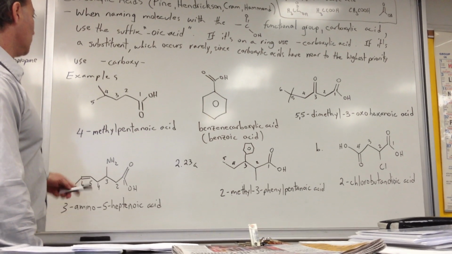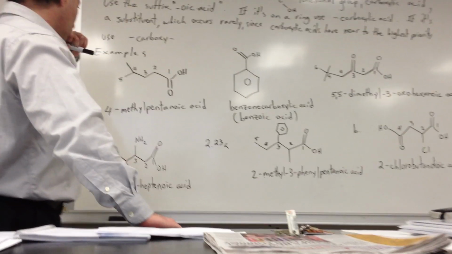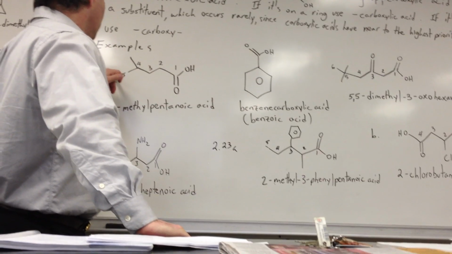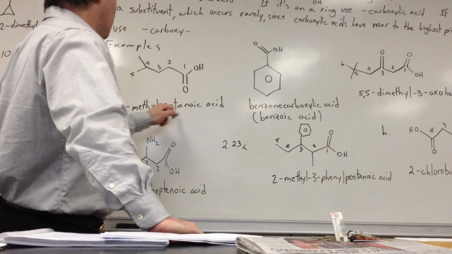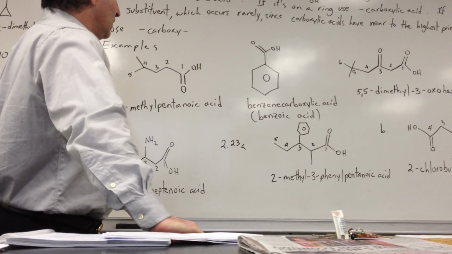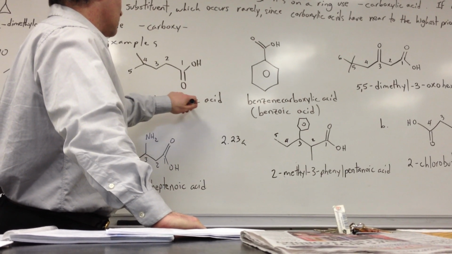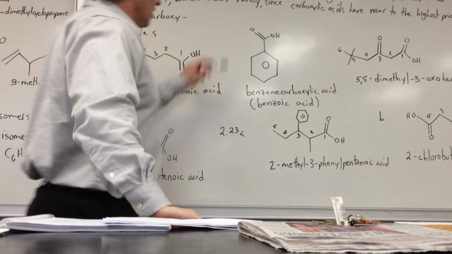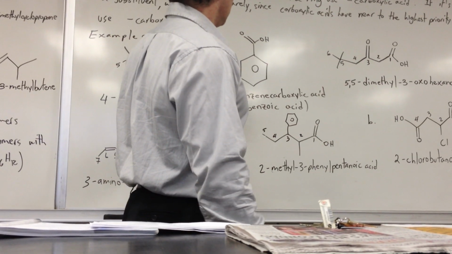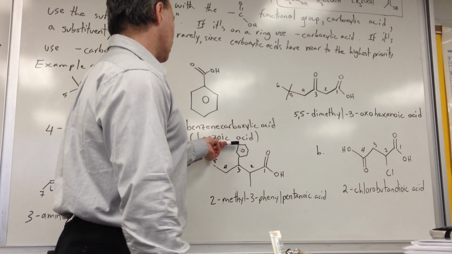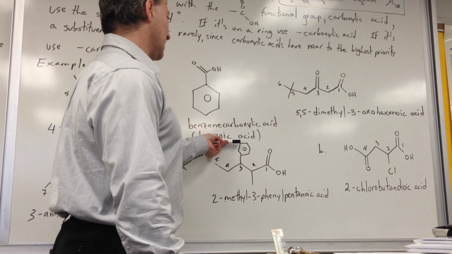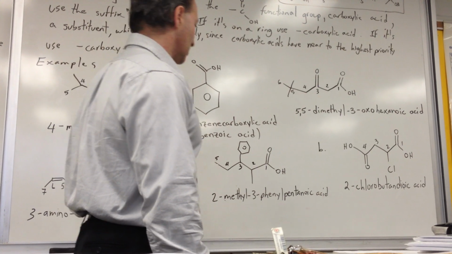So here are a few examples. We have this molecule drawn in bond line notation. It's 5-carbon chain in length with a methyl group at the 4th position, so we call it 4-methylpentanoic acid. See the suffix oic acid. If you have the carboxylic acid on a ring, you say benzene, ending with carboxylic acid. The trivial name for it is benzoic acid. Much more common usage is to use the trivial name.